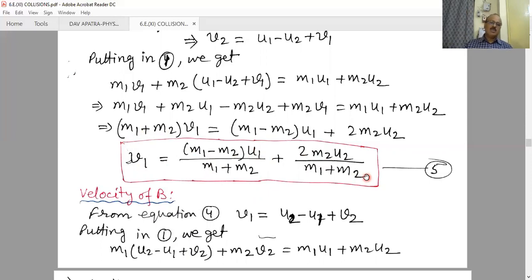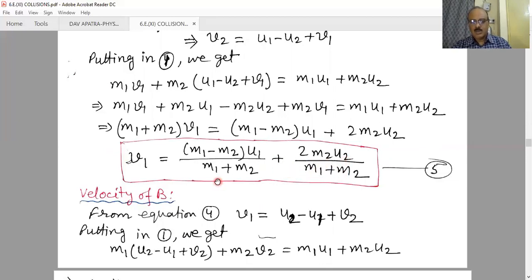Now what will be the velocity of the first object, the A object, after the collision, v1, in terms of m1, m2, u1, u2? That is m1 minus m2 divided by m1 plus m2 into u1, that is the first term, plus 2 m2 u2 divided by m1 plus m2.